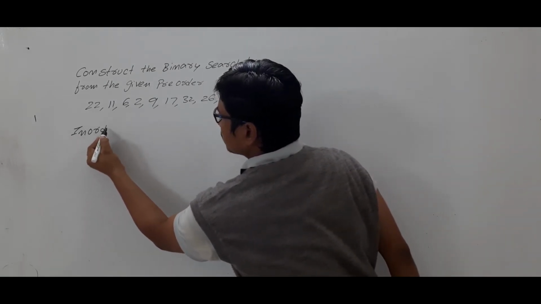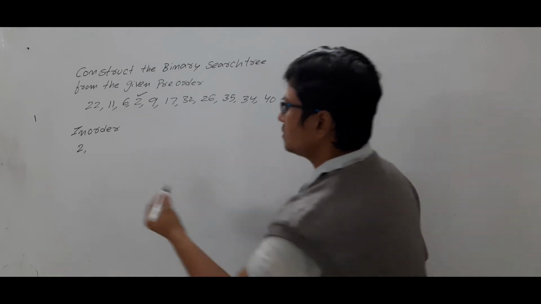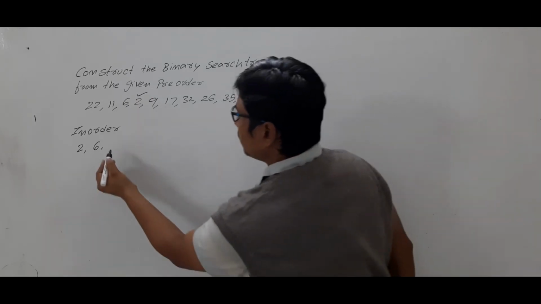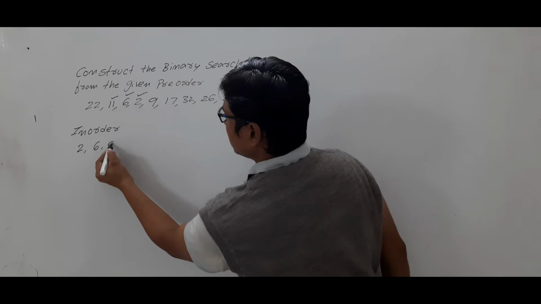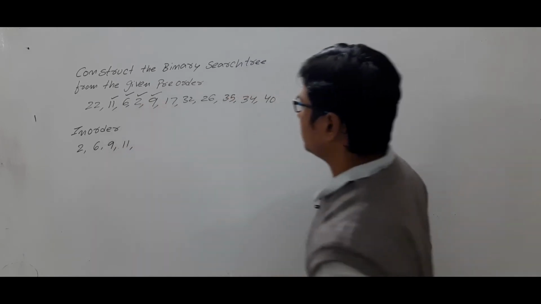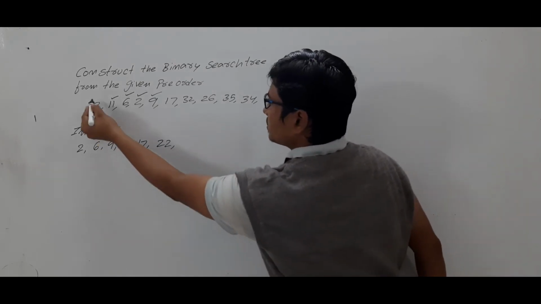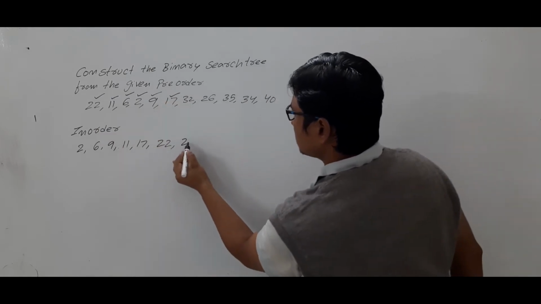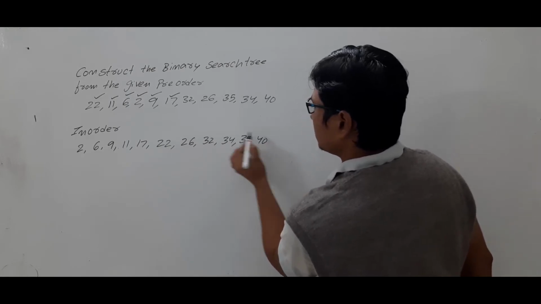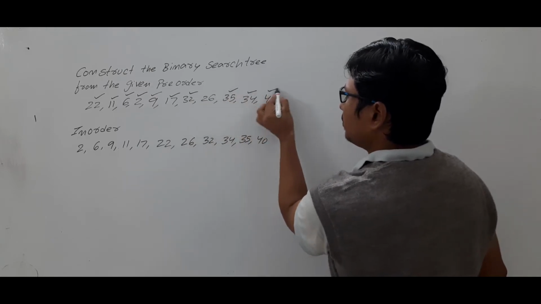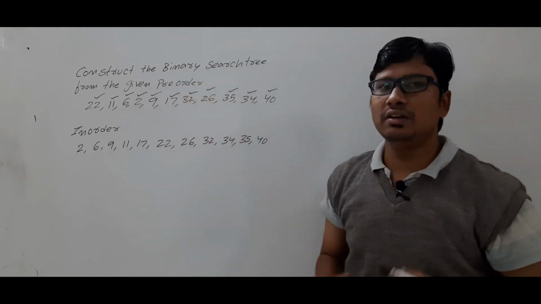So the in-order for this one is, the smallest element is 2. Then we have 6. We have 11. 6 is done, 11 is done. Oh, before 11 there is 9. Okay, 11. Then 17. Then 22. 17 is done, 22 is done, then 26 is there, 32 is there, 34, 35, 40. All these elements we have sorted. So this is the in-order traversal for the binary search tree.